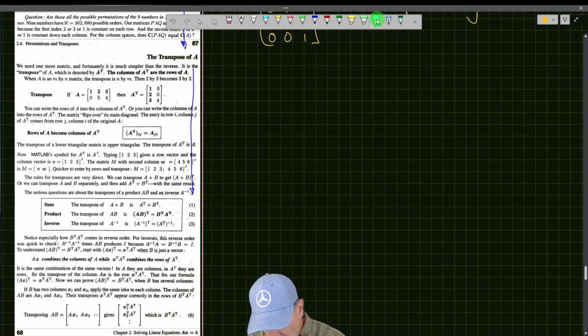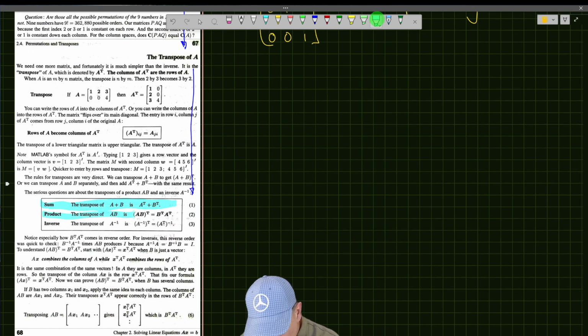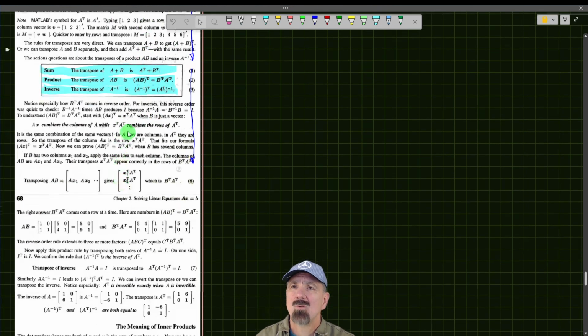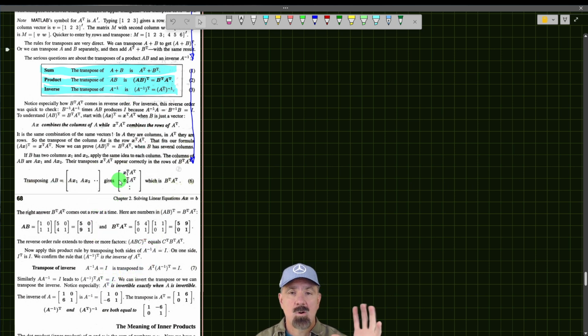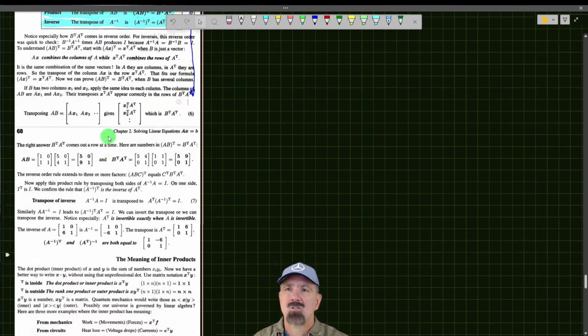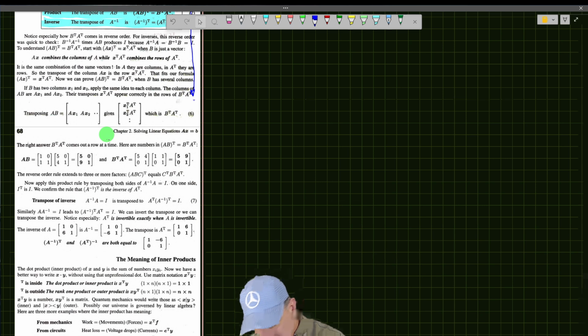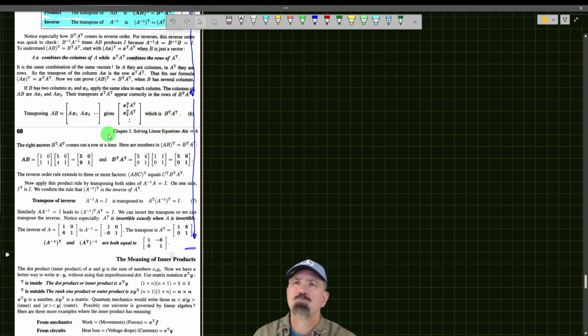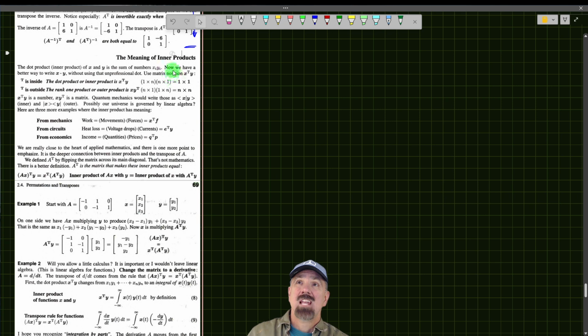Of particular note are the results that are inside of the box here. The sum and the product and the inverse as it relates to transposes. All of these results he goes on to explain throughout the rest of this subsection, and you need to read through this and make sure you're familiar with this entire conversation about transposes of products, sums, and transpose with respect to the inverse. So that continues all the way down here to the meaning of inner products. So that's the next topic.